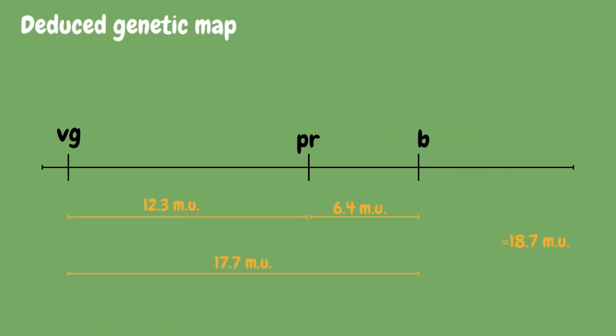We can see how far the genes are from one another on a chromosome by determining the recombination frequencies and creating a genetic map. As we can see, 17.7 is very close to 18.7. This is a great method for determining how close genes are to one another.